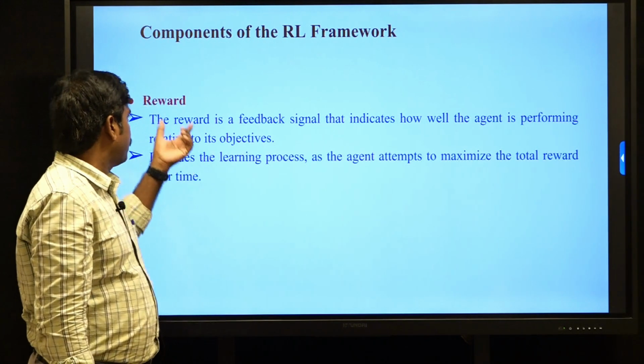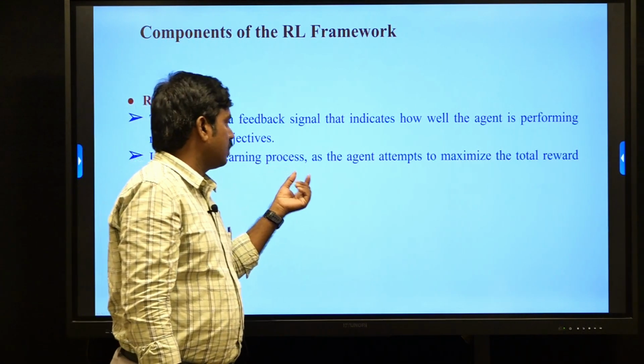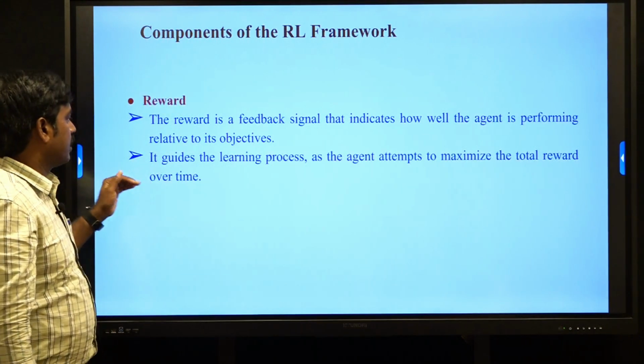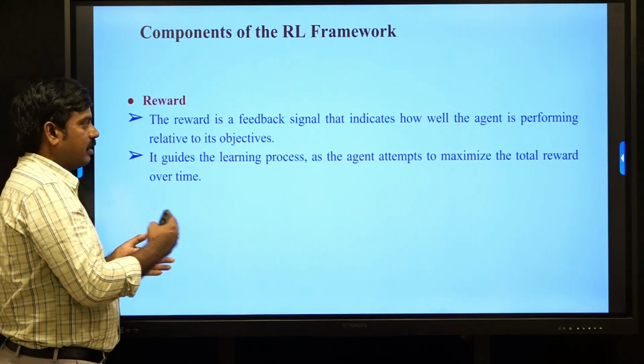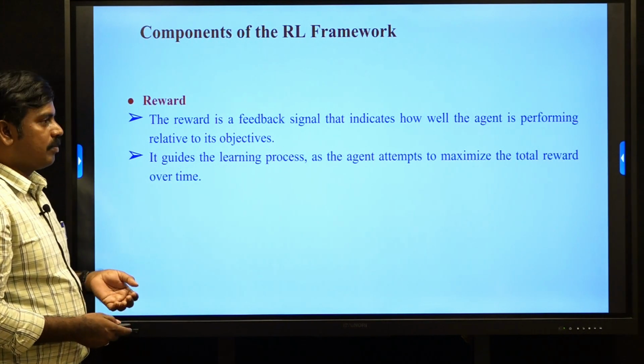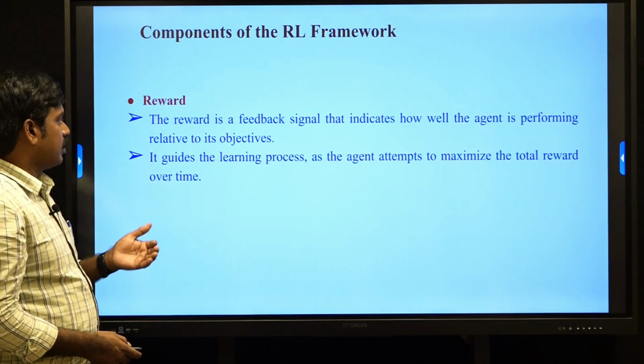It is very important. The reward guides the agent's learning process. The agent attempts to maximize the total reward over time. The reward is the main process in reinforcement learning. It indicates the learning process, which goes either a positive way or a negative way based on the rewards.